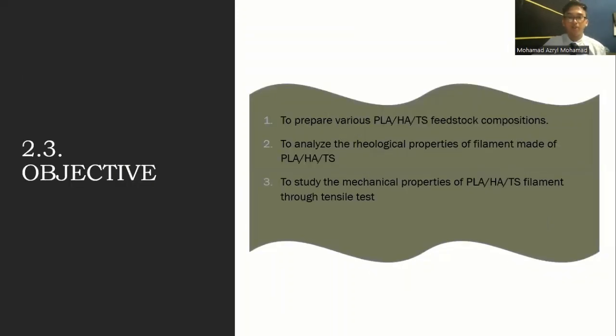The objectives. Number 1. To prepare various PLA-HA-TS feedstock compositions. Number 2. To analyze the rheological properties of filament made of PLA-HA-TS. Number 3. To study the mechanical properties of PLA-HA-TS filament through tensile tests.